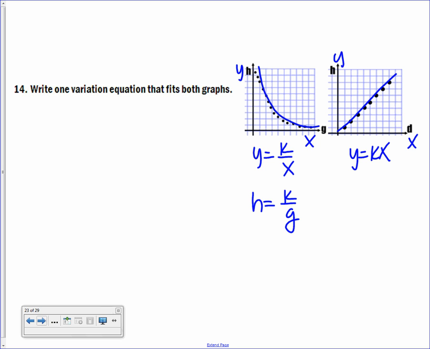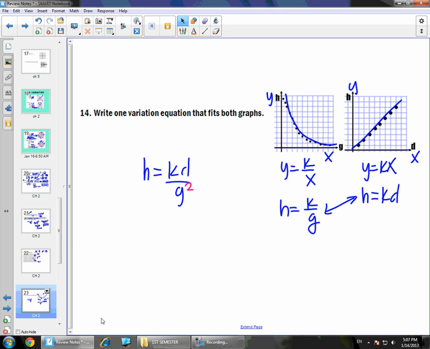If I write my variables, that's going to be h equals k times d. So now I have these two equations that have to go together. If I mash those together, I would get h equals kd over g. Another viable option would be over g squared. So that is chapter 2.